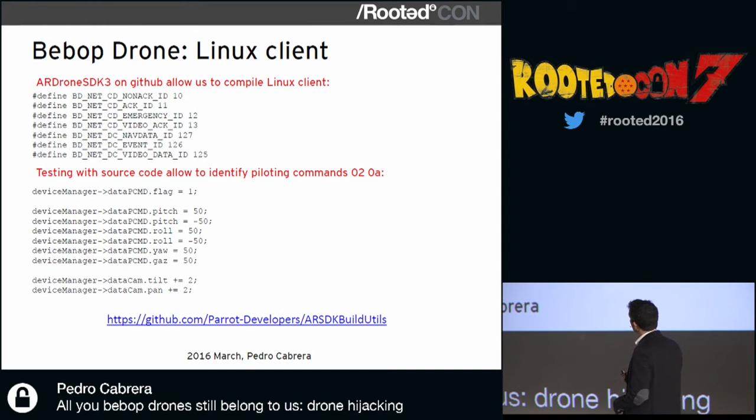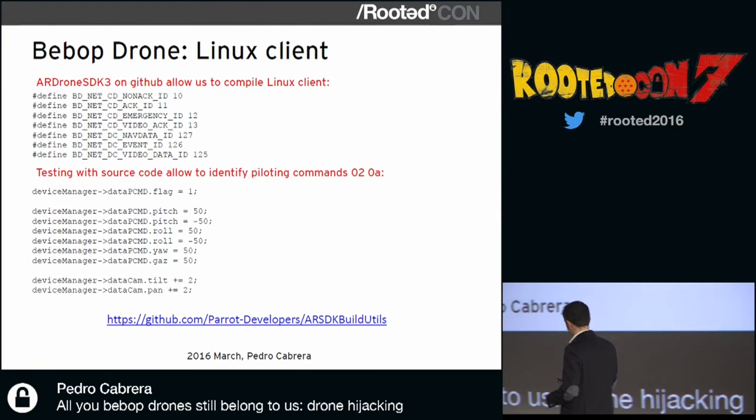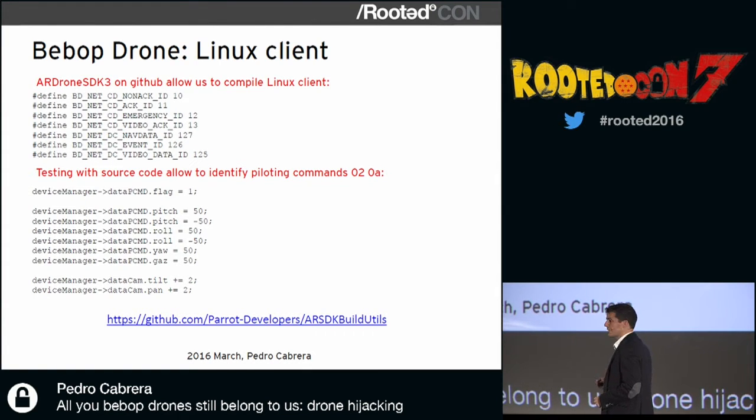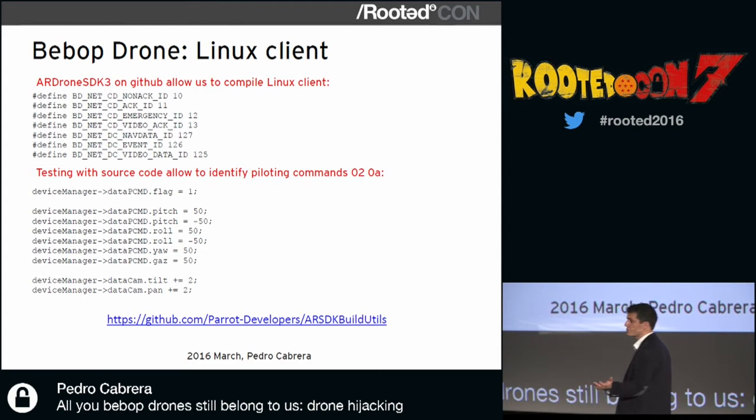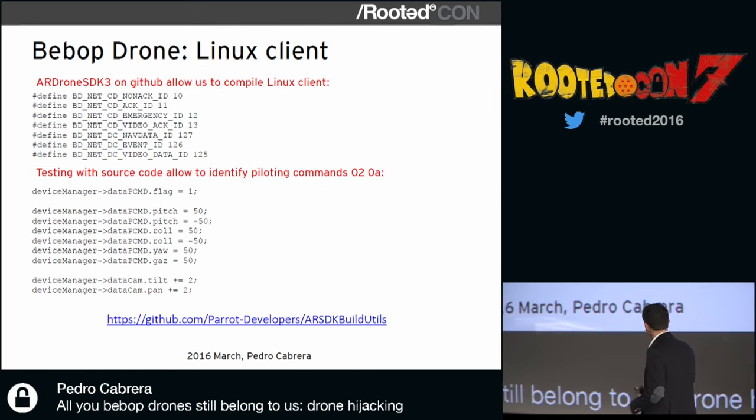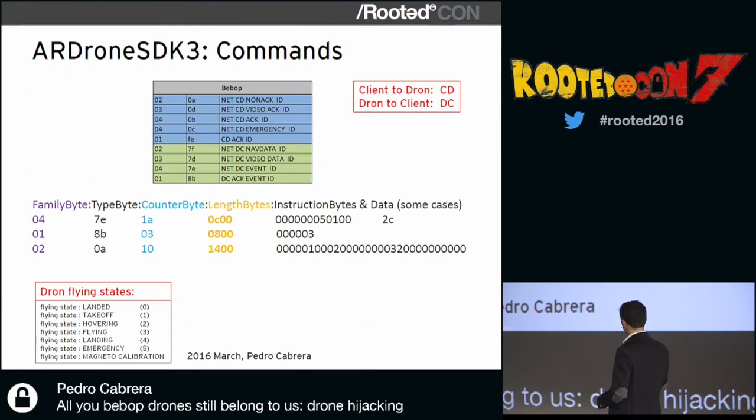I found these headings defining the type of instructions: emergency, video, and update, with decimal numbers. And of course, in the Linux client, the commands sending the sequence of movements to the drone. By playing around with these sequences, I identify the commands. Which one is move 50 steps down, up, right, left, with minus or plus.